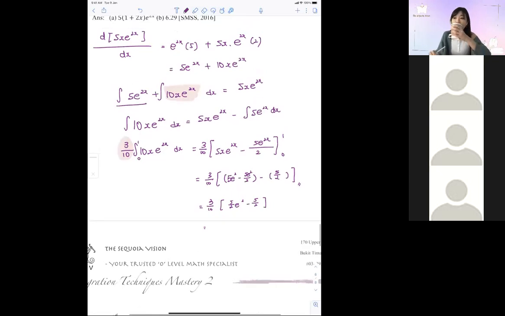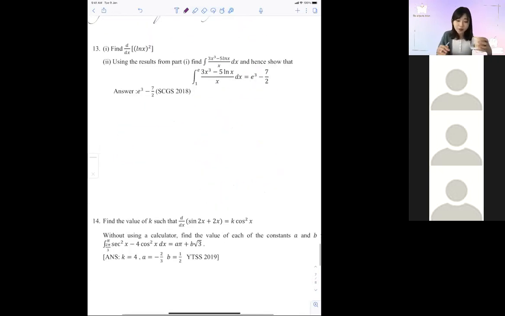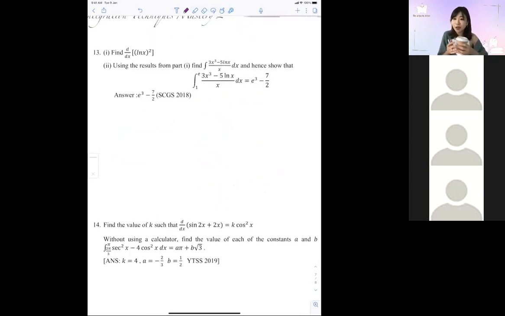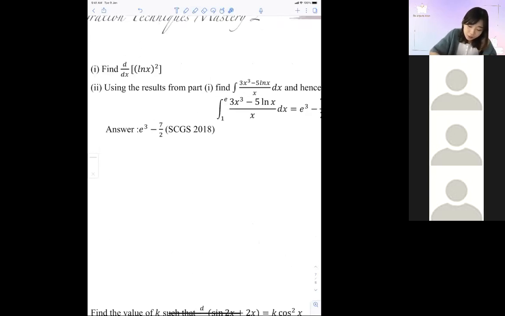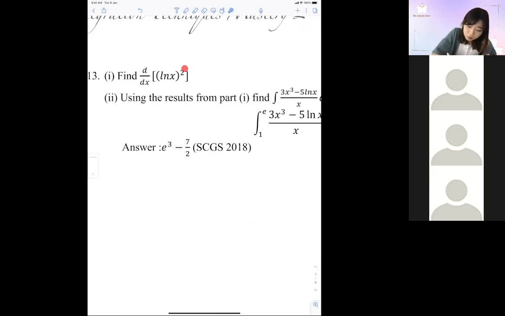Dylan, you got the answer? Yes. Okay, next one. Tasha and Joshua, any of you got the answer for this one? Let's see if you're almost there. So this one, you must be very careful. The power doesn't belong to X. You cannot bring the power down. You can only bring the power down if the power belongs to X.